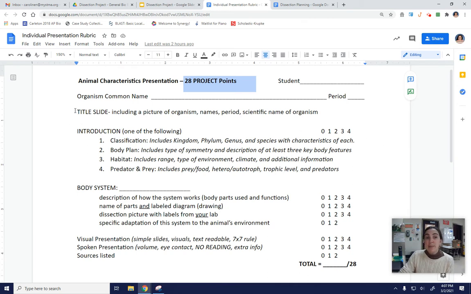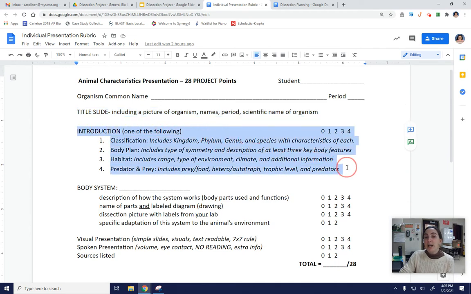In your slide presentation, of course, the first one you have is your title slide with a picture, your group member names, your scientific name of your organism. And then each member of your group completed one of these introduction slides. The introduction slide that you completed is worth a total of 4 points.